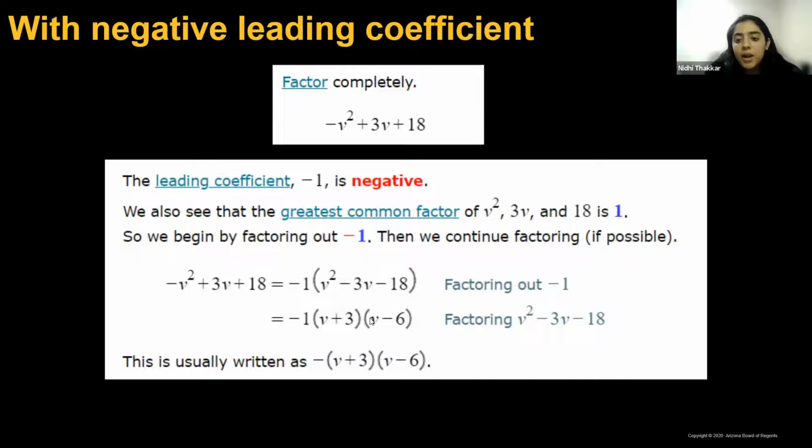So if we just factor out -1, we get your previous basic equation. And we can simply factor it using the previous method we did. So we'll get v plus 3 and v minus 6. And we usually don't write -1, we usually write it as negative (v plus 3)(v minus 6). So whenever the term with the highest power has a negative coefficient, you just factor out -1 to make it positive and solve it like you regularly do.